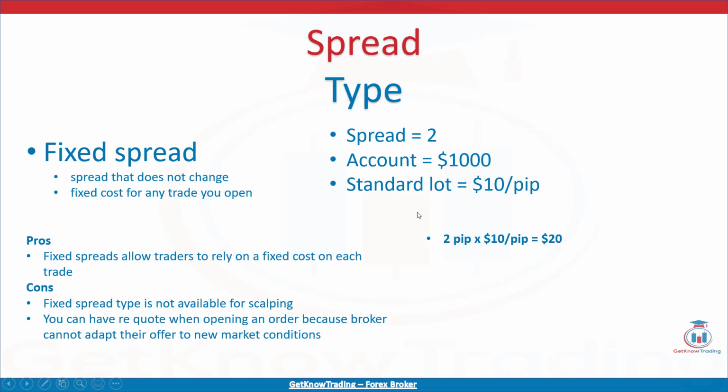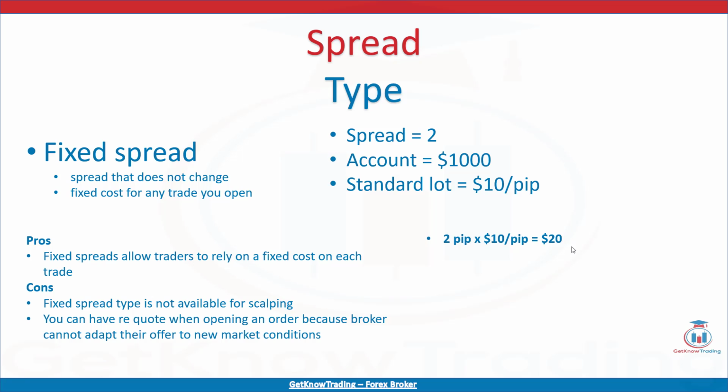As an example, let's take a situation where the spread is 2 pips. You are opening an order on Euro-USD with a $1,000 account. The value of a spread when you open a standard lot is equal to 2 pips multiplied by $10 per pip, which equals $20. You will have a $20 cost each time you open an order. This amount will not change. The limit you will have is that you will not be able to open an order when the news are published. The broker can make a statement in your contract that they cannot allow trading in case of high volatility news. They want to protect themselves from losing a lot of money.